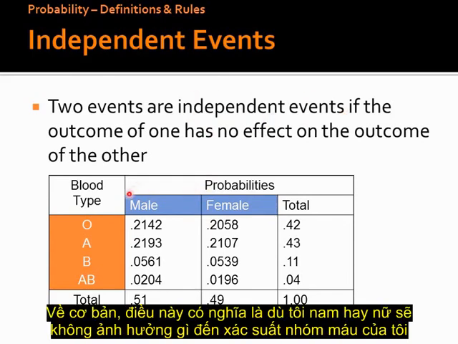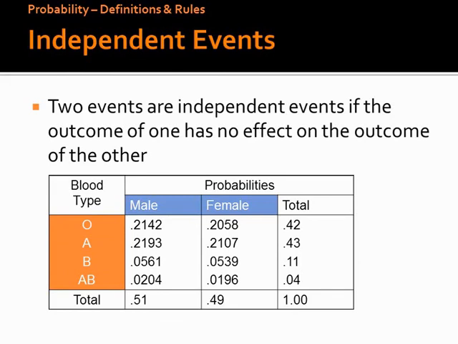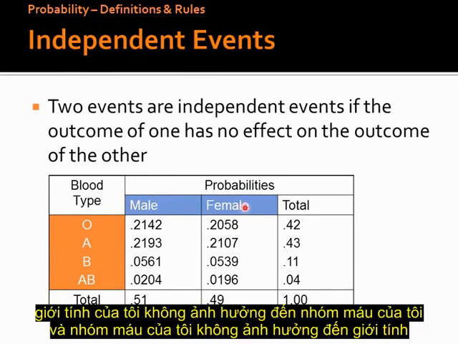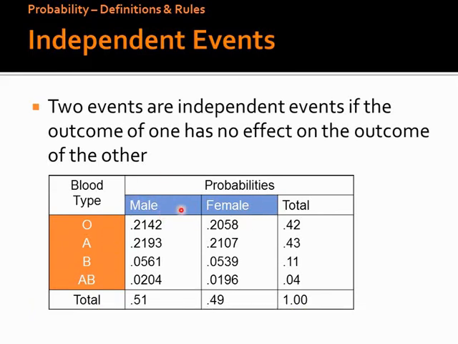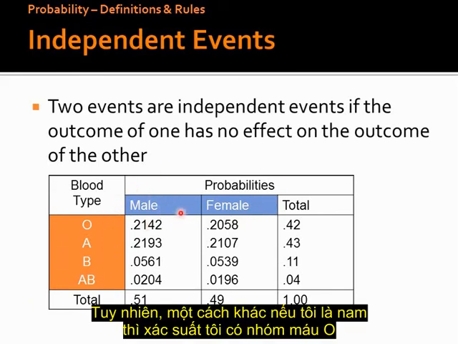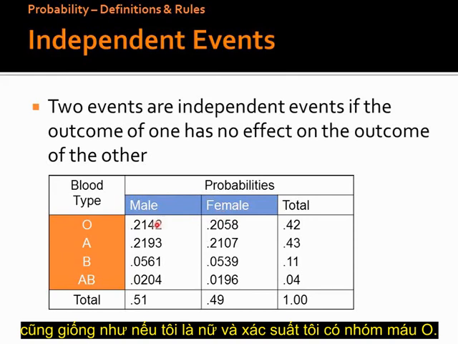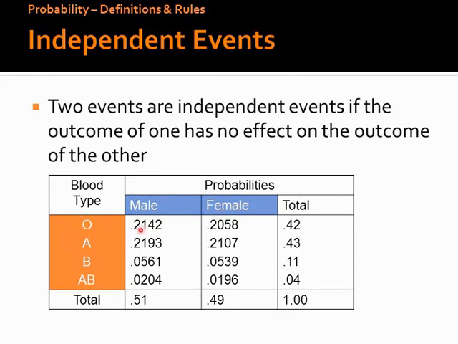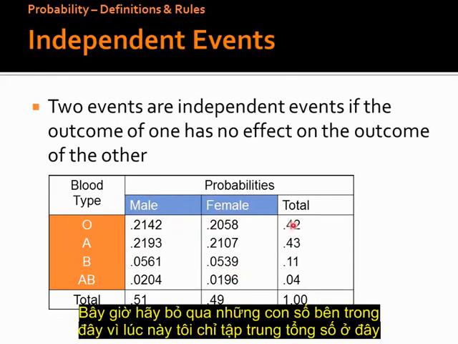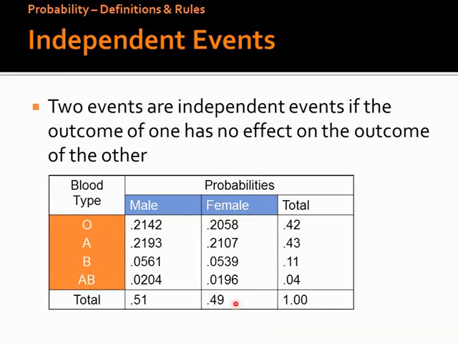What this basically means is that whether I am male or female will not have any effect on the probability of my blood type. In other words, my gender has no effect on my blood type, and my blood type has no effect on my gender. Put yet another way, if I am male, the probability of me having a blood type of O is the same as if I am female. Now, ignore the numbers inside here for the moment and just focus on the totals over here.